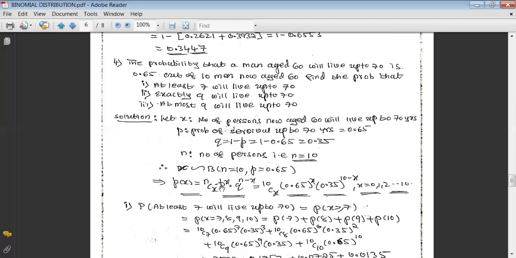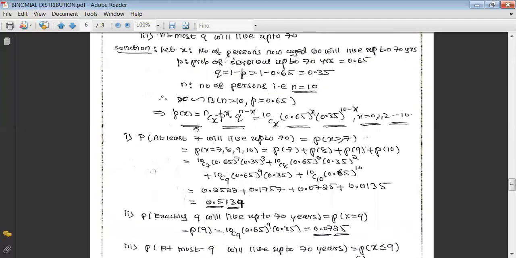Using these parameters, we can write the probability function of binomial, that is nCx, p raised to x, q raised to n minus x, and n and p values are known. That's why we can write this as 10Cx, 0.65 raised to x, and q is 0.35 raised to 10 minus x. In this case, x takes the values 0, 1 up to 10.